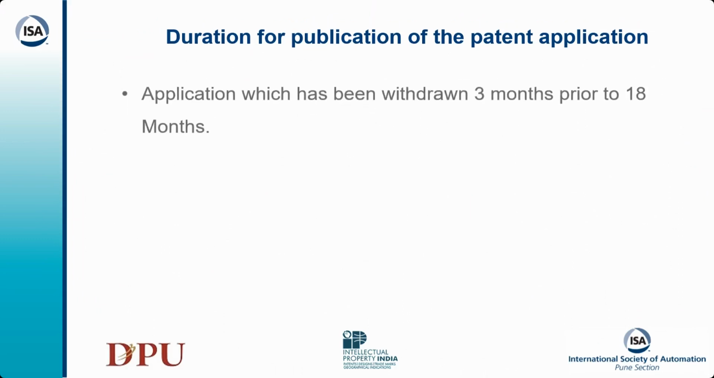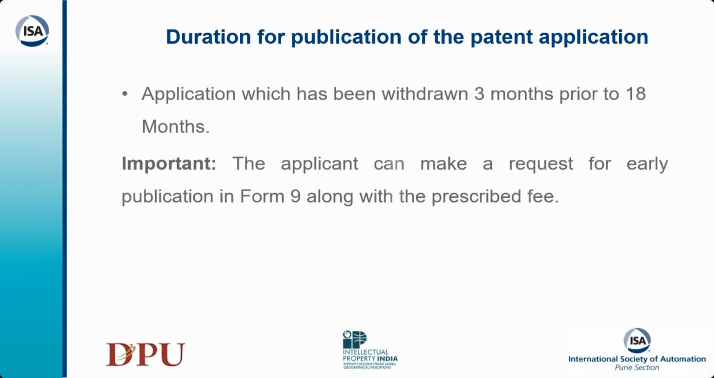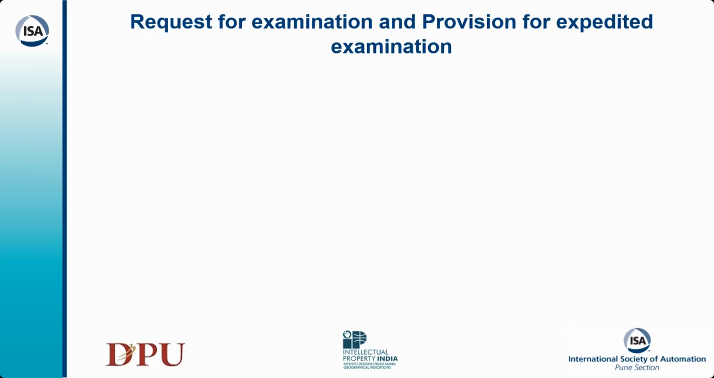The application which has been withdrawn 3 months prior to 18 months, right? So that is again a case. A very important thing is that the applicant can make a request for early publication by filing Form 9. This is very important. Form 9 is prescribed, and we have to pay the fees for that.